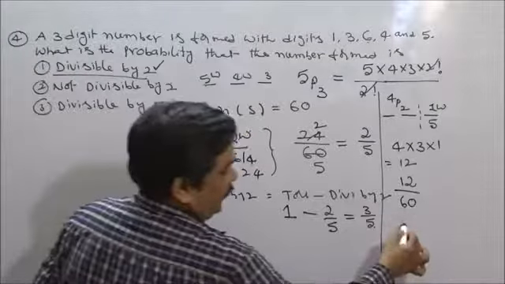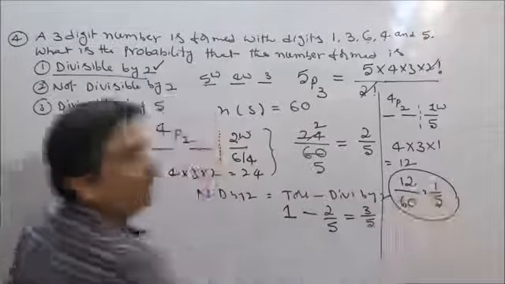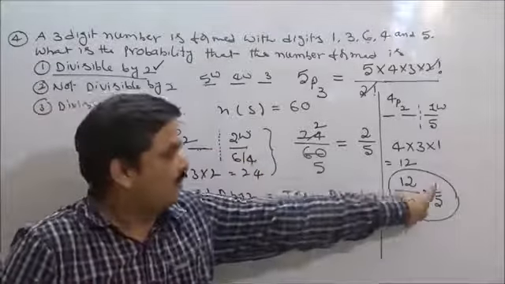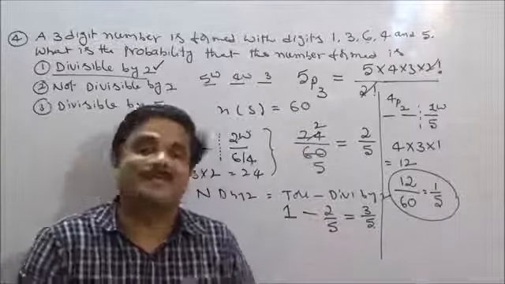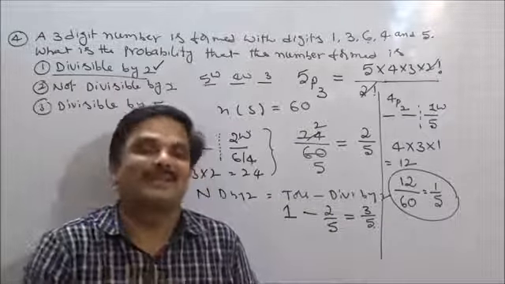Now my answer is 1 out of 5 chances. Out of every 5 chances, 1 chance is there for that. Or 20% probability is there. 1/5 of the probability is there. Hope you must have understood this, right?